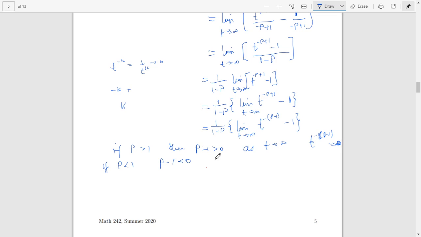That tells me that as t tends towards infinity, I have that t to the power of negative (p minus 1), which is t to the power of a positive number, would actually tend towards infinity. So that means if p is less than 1, this tends to infinity. So what does it tell us? Well, the limit exists when p is bigger than 1. But if p is less than 1, the limit does not exist.